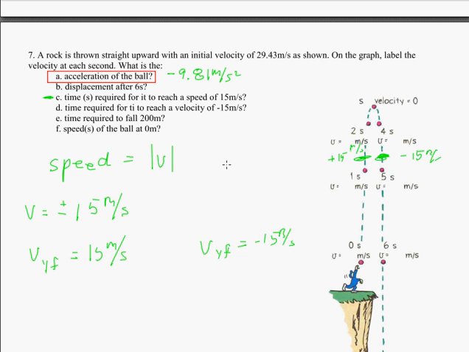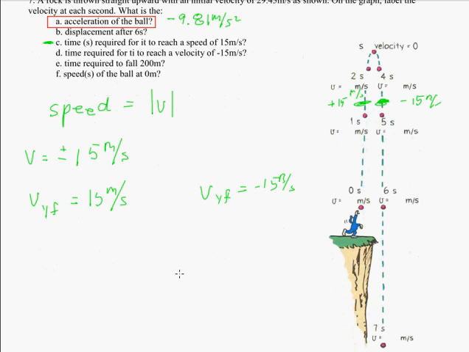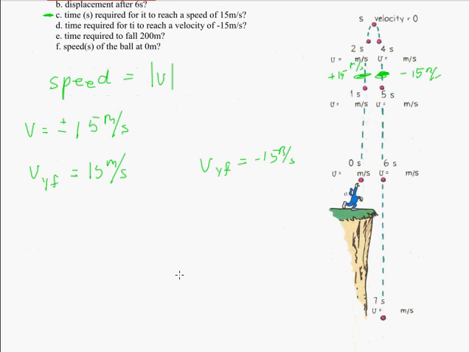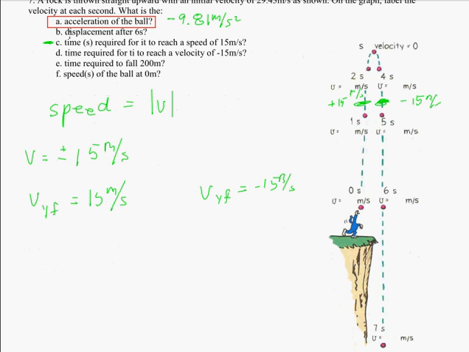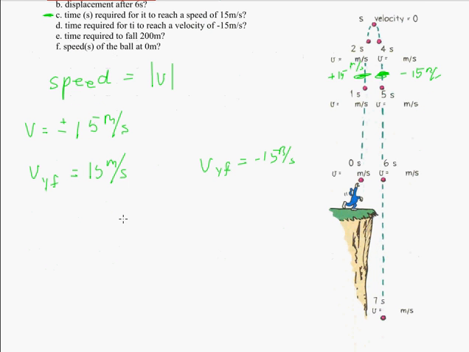Okay, so you'll get it at two different locations and two different displacements, and you'll actually get a very interesting result. So it says find the time required for this. Well, we know what our final velocity is. You know what your initial velocity is, VYI equals 29.43 meters per second.